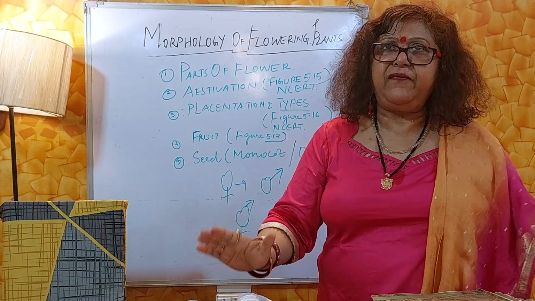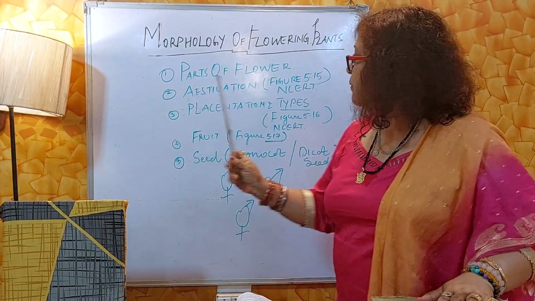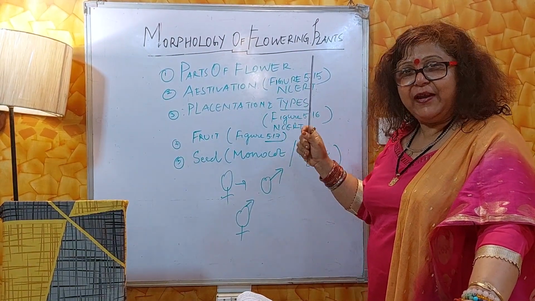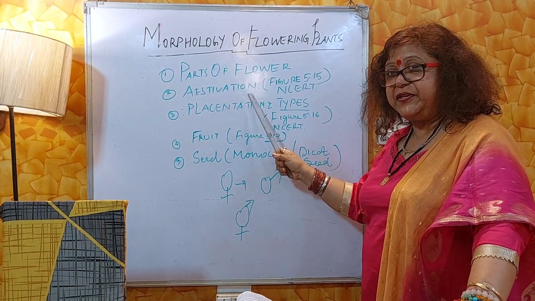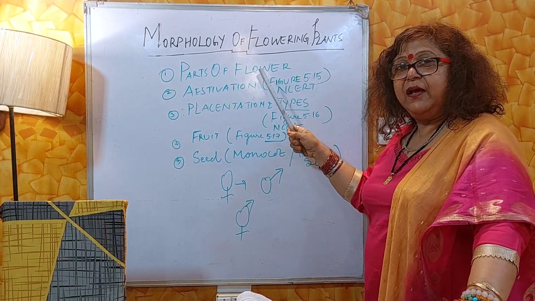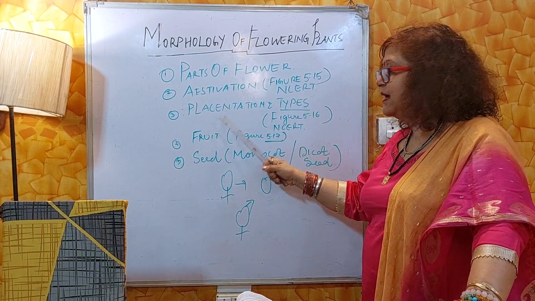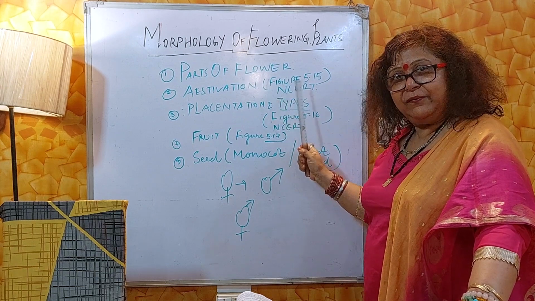So now, in brief, I complete this video. Today we did the flower, the parts of the flower: calyx, corolla, androecium, gynoecium with their types. Remember those terms. Then aestivation, figure and their types: valvate, imbricate, twisted, axillary. Then placenta: what is placenta, the role of placenta and their types. The figure I showed you.